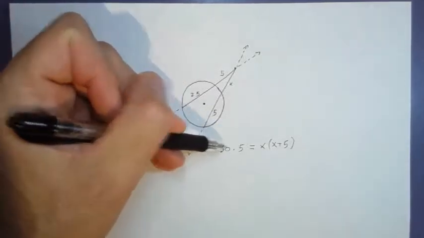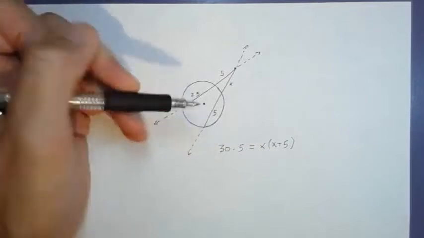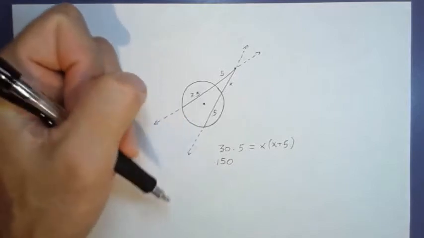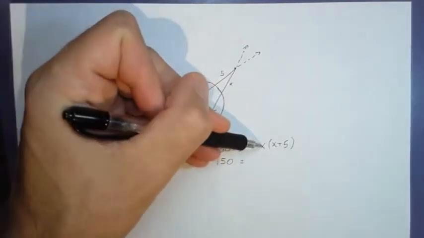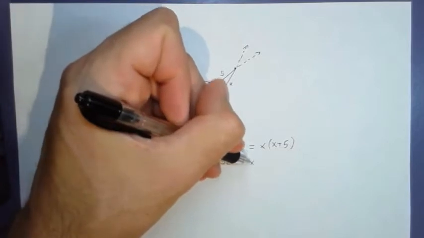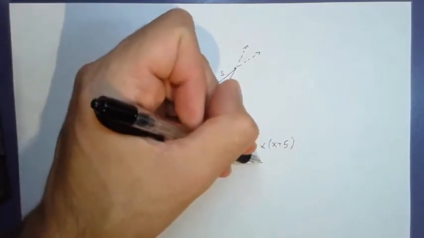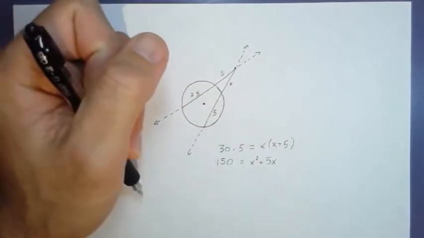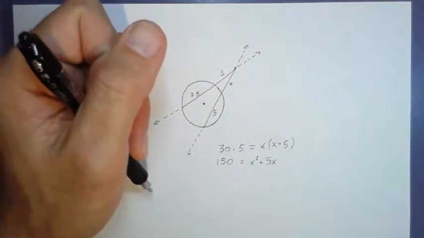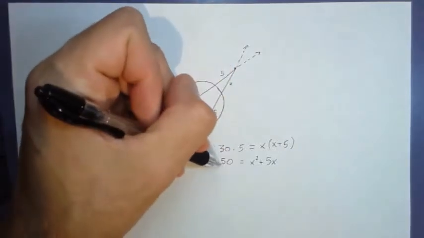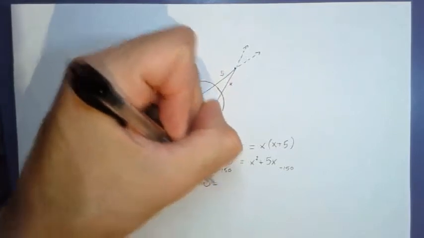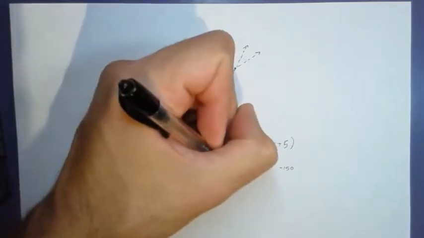If I continue, 5 times 3 is 15, and I'll add the 0 onto it. 5 times 30 is 150, which is equal to, now I'll distribute the x, x squared plus 5x. Now I'm setting up a quadratic to solve. If I move my constant over with my variables, now I've just defined a quadratic.